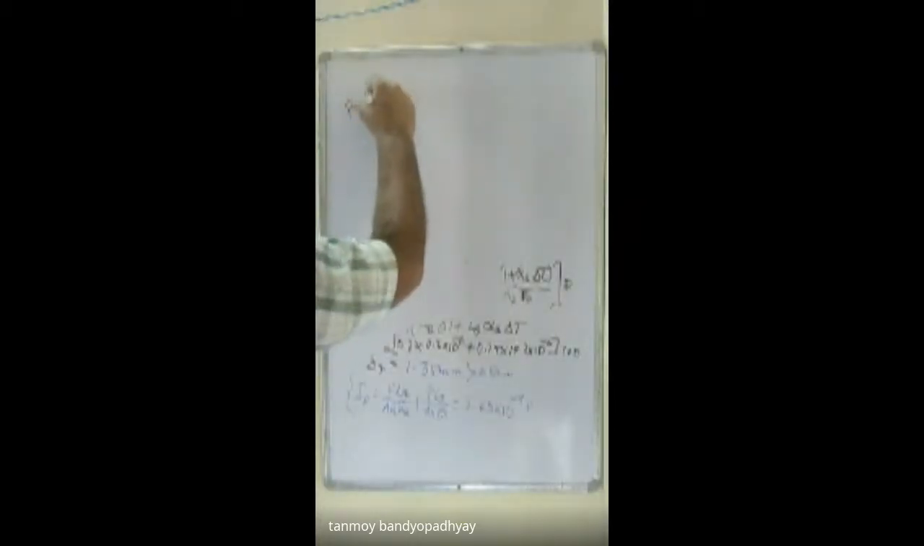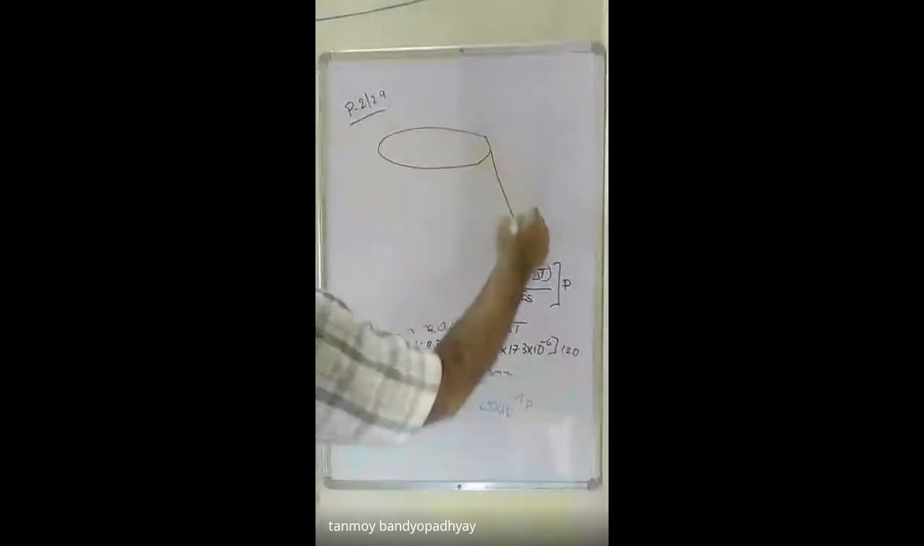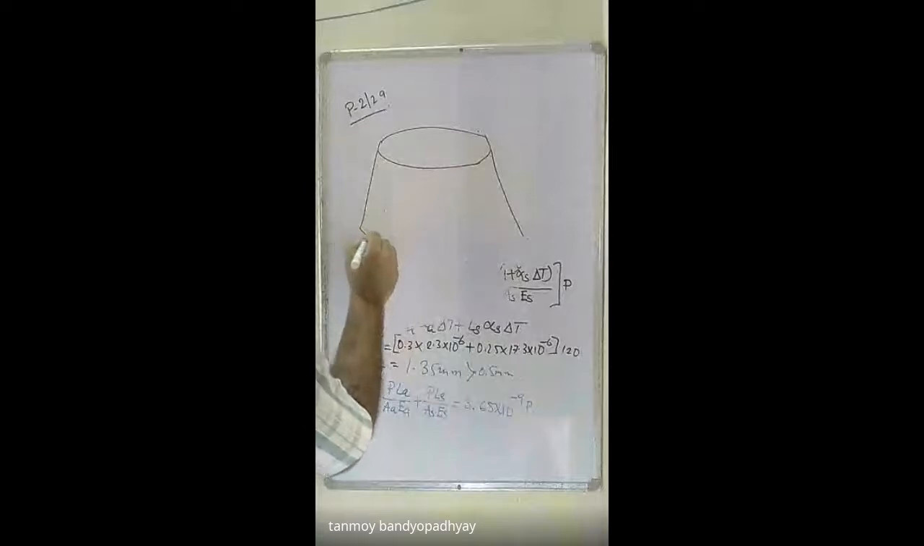So there are two problems which are given in my notes. The first one is problem number 229. So there is a frustum. You go to the book and check. So there is a frustum sort of thing like this.